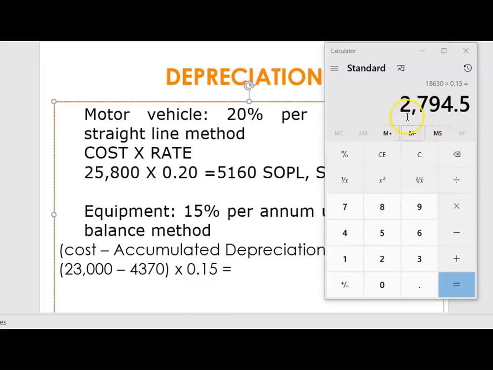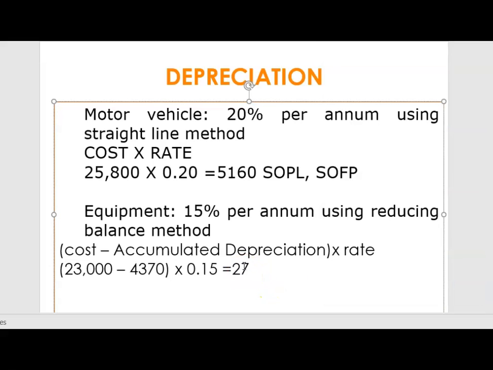So you just go to your calculator and calculate them. Once you calculate, you receive a figure with a decimal point. So normally in the exam questions, you can just round it up. So I will take 2795 for depreciation of equipment. So your answer 2795 would be your depreciation. Again, this figure will go to SOPL and also SOFP. Both of these statements will have this figure written.